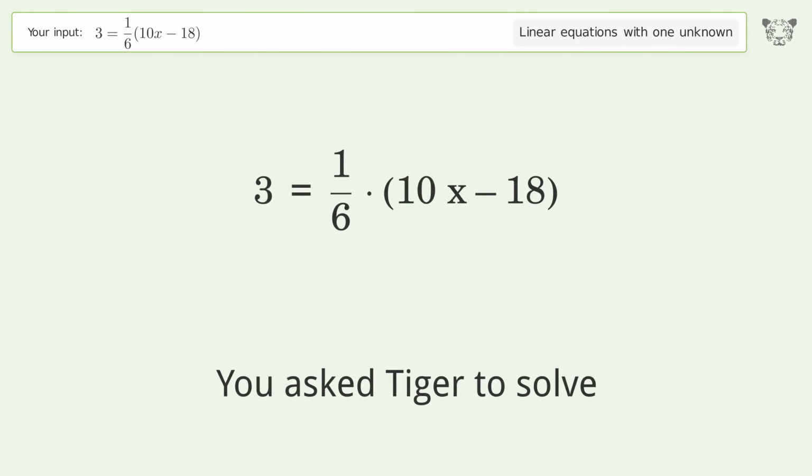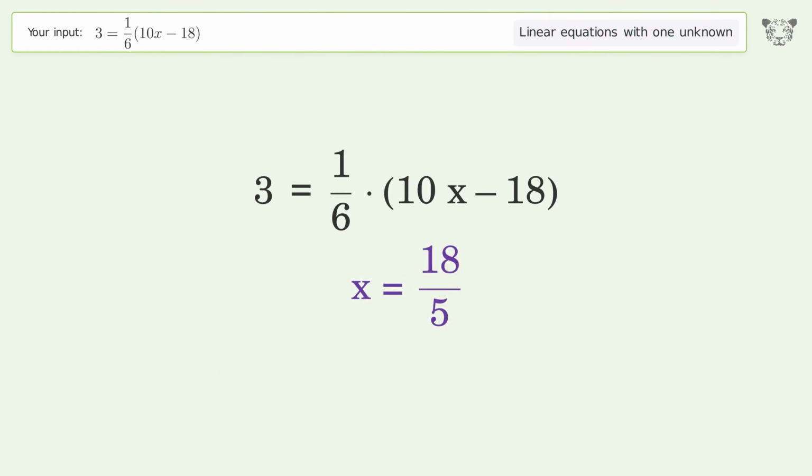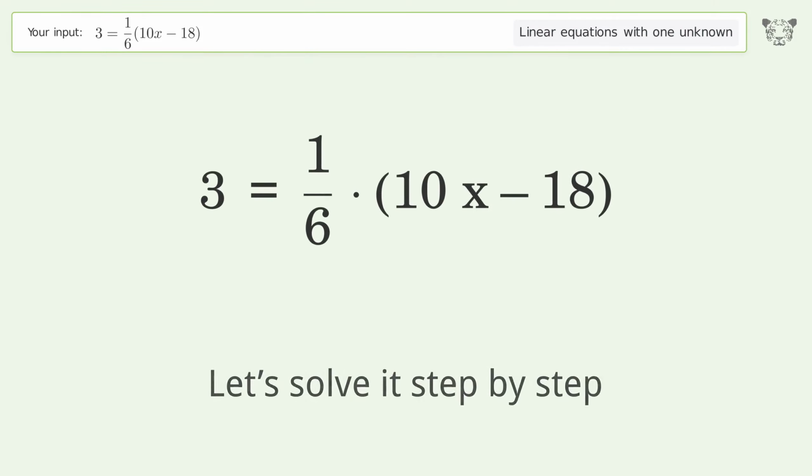You ask Tiger to solve. This deals with linear equations with one unknown. The final result is x equals 18 over 5. Let's solve it step by step.